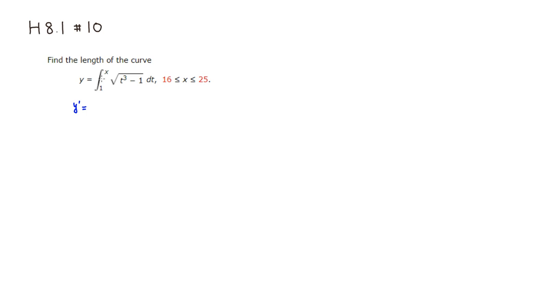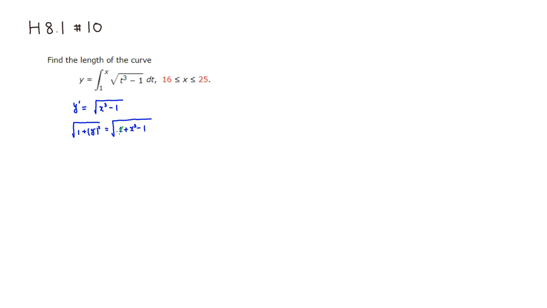The derivative is actually pretty easy. All you have to do is take out the integrand here and replace the variable with x. So y prime is the square root of x cubed minus 1. Then if you find the square root of 1 plus y prime squared, you have a square root still, 1 plus, and this guy's square would be just x cubed minus 1.